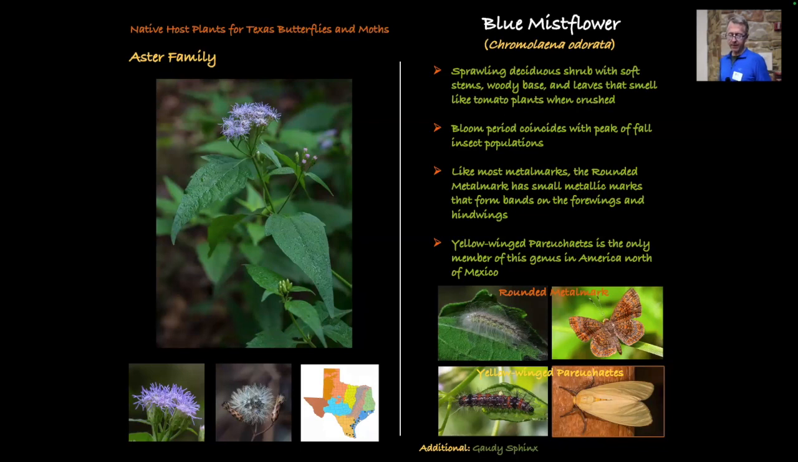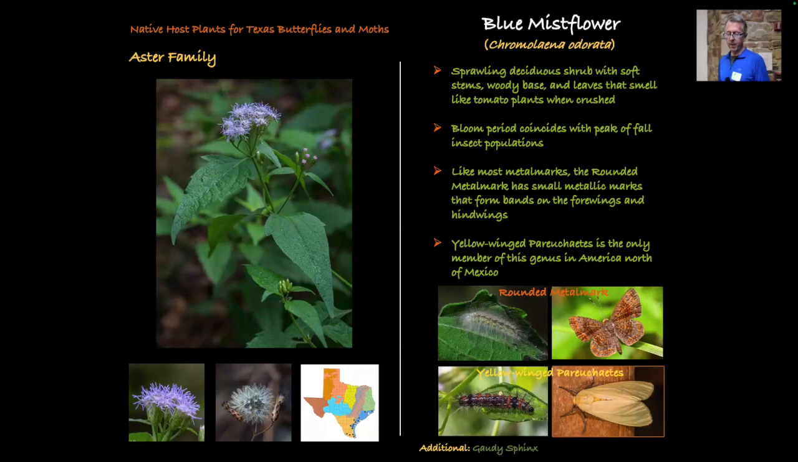And a couple butterflies use this, and a moth or two. The rounded metalmark uses this species. These little metalmarks are kind of hard to identify. There's maybe 3 or 4 in the state that are all very similar looking in this genus, but they do all have different host plants that they use. So you can kind of isolate them by what they're on.